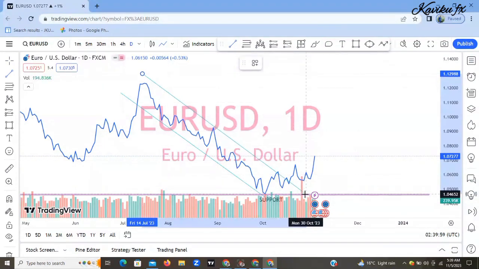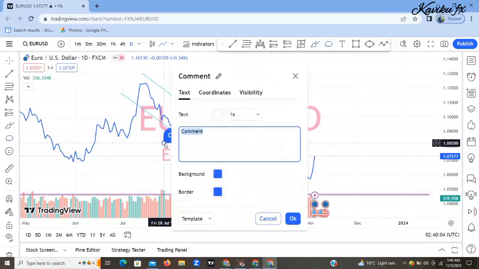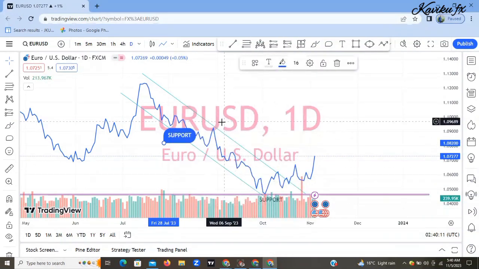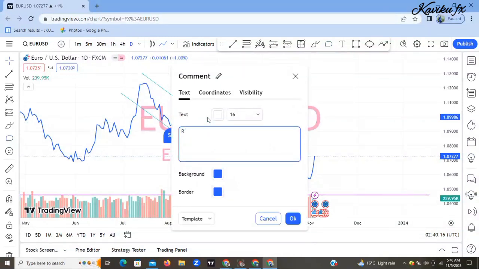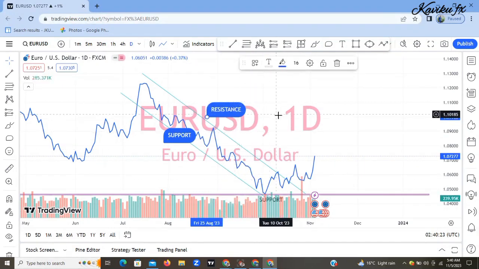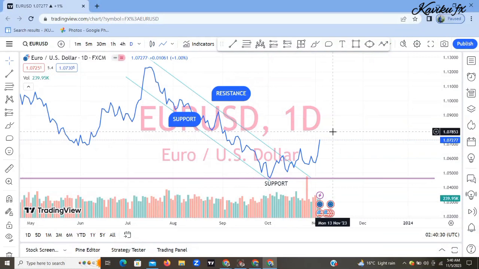Yeah, this point we can mark using the comment. This one becomes the support. Yeah, that one is the support, and this one becomes the resistance. Now when you have used this line, we can also turn it to candlestick and we see it, but using this line enables you to draw very strong trend lines.